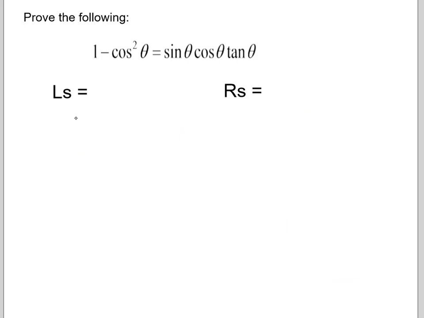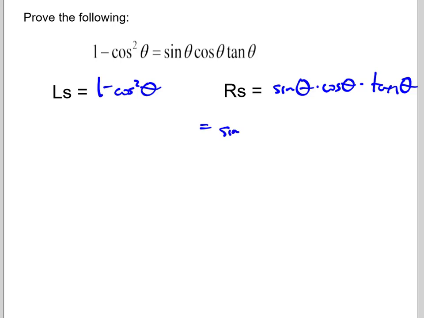Woo, okay, so this one's got lots going on. So 1 minus cos squared theta, that's our left side. And the other side has got 3 terms multiplied together. And you might already have some ideas on what to do. So if I compare the two sides, immediately I see on the right hand side I have a tan theta. I don't have that tan theta on the left hand side. So that's the first piece I'm going to go after. I'm getting rid of tan theta.